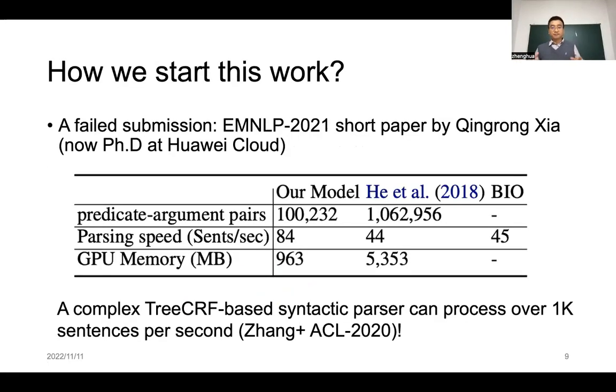So how did we start this work? How do we start to think of this? I think the direct trigger for this work is a short paper submission by Dr. Xia. This paper still lies on the Overleaf website. It was not submitted after it got rejected. Dr. Xia graduated, and we had a lot of discussion. And the result from the paper interests me a lot.